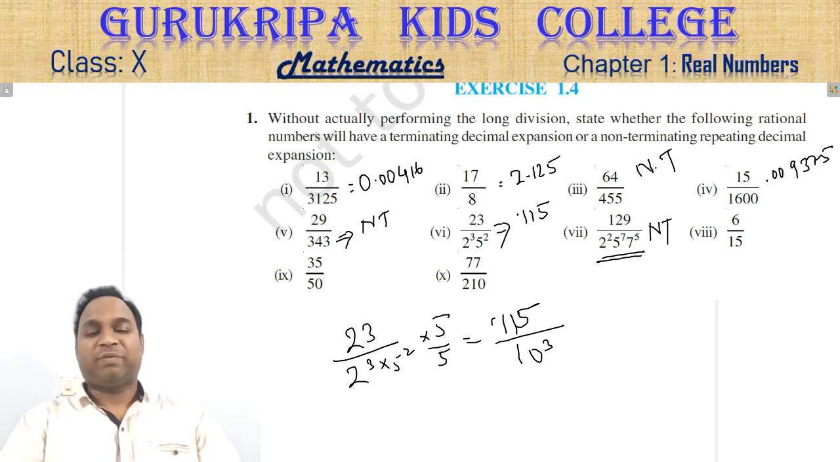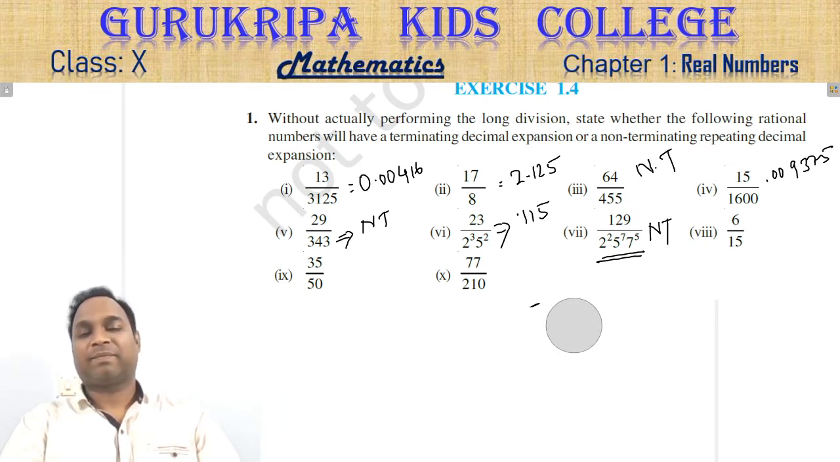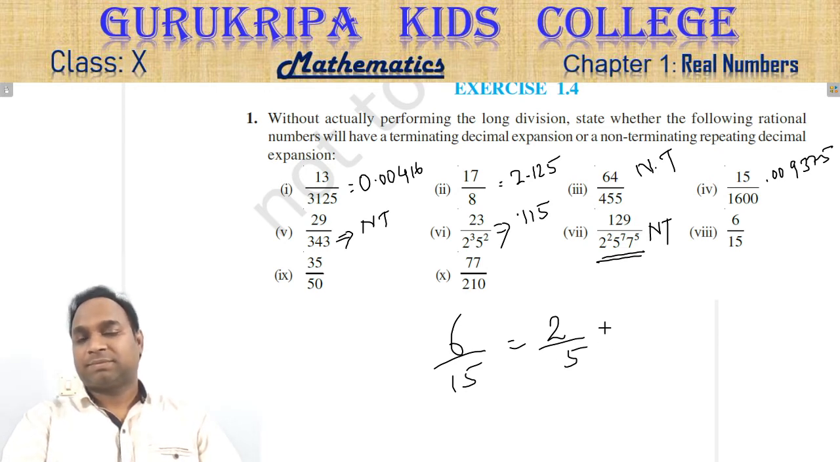Now here, 6 upon 15. Cancel out the 3. 2 upon 5. Isn't it? Again multiply by 2. 4 upon 10. You get 0.4 as the answer.